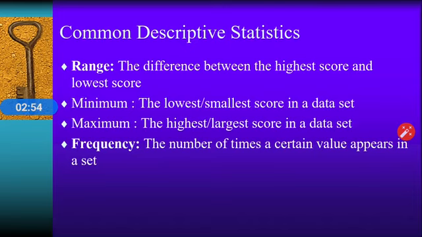The minimum in this case, which is the lowest or the smallest score in any data set, here it would be 5. The maximum, which is the highest or the largest score in a data set, would be 20. And the frequency, the number of times a certain value appears in a data set, in this case 20 appears 3 times, which can be expressed as a percentage. The score 20 appears how many times? If we try to convert it into percentage, 33% of the time.